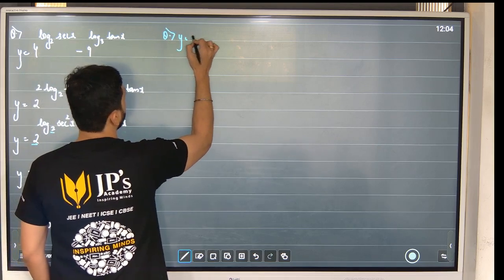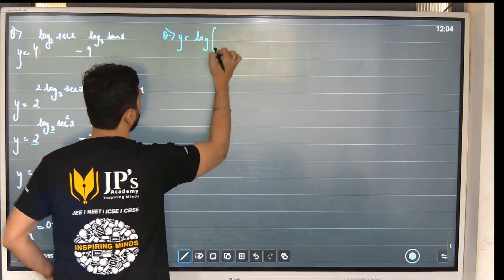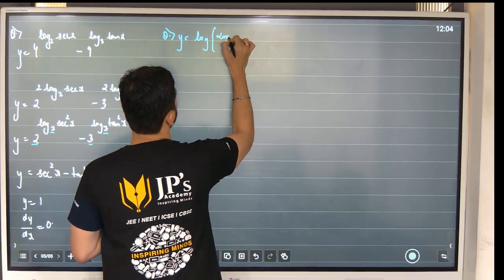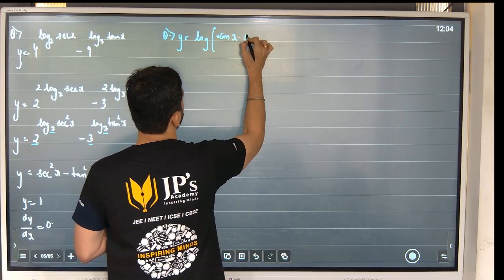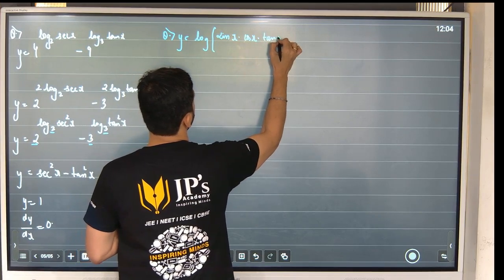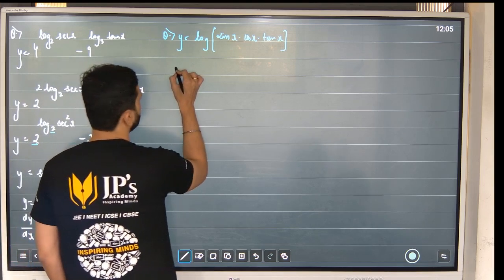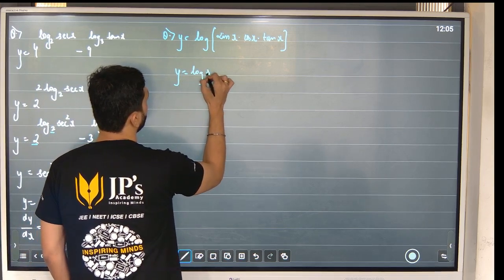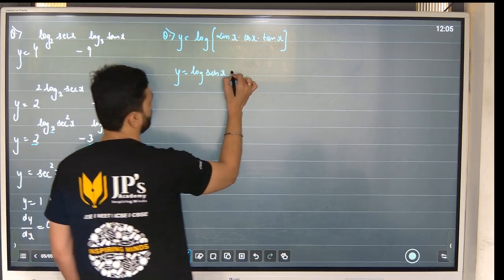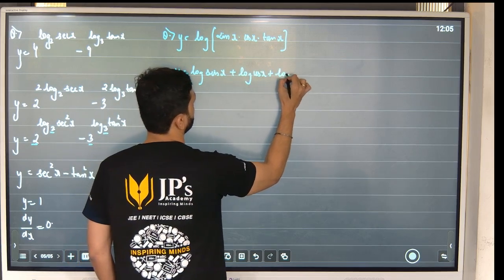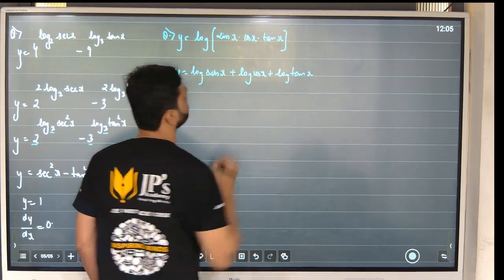And we'll end with a sum where the question is, since it's an open-ended question, log of sin x cos x into tan x. Okay. Now here we have to use the property of log ABC. What is the property of log ABC? It will become log A plus log B plus log C.